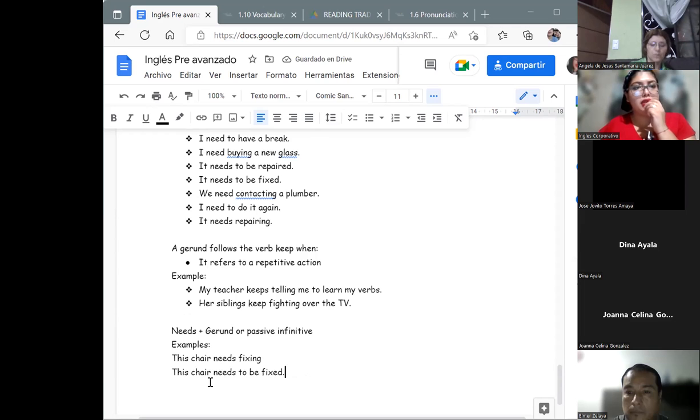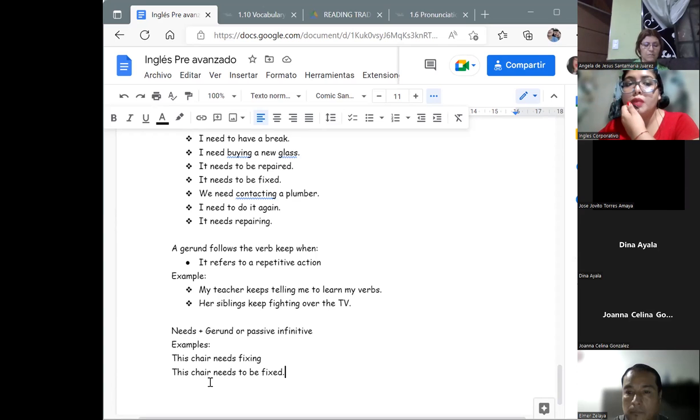So you can see in these examples, we have the same idea. In the first one, it says, this chair needs fixing. And in the second one, this chair needs to be fixed. At the end, the idea that we are trying to say is that the chair needs something because it is not in its best state. In this case, we're talking about that the chair needs to be fixed. They have a different way to express the same idea, but we have the same meaning for both sentences.